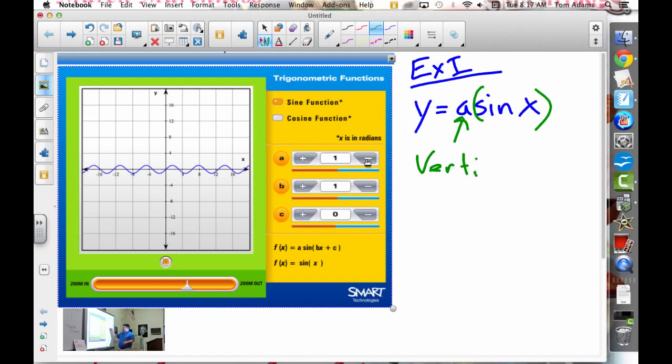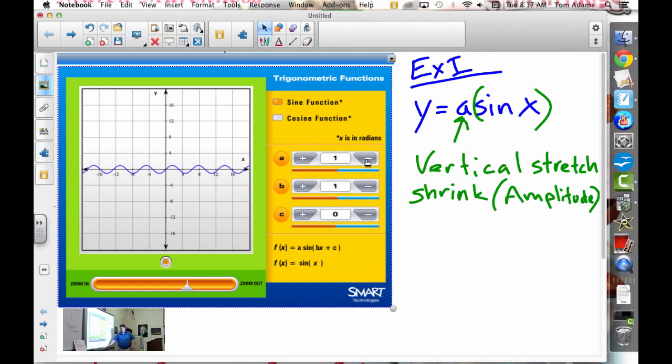That's how it's always been when we transform functions. So nothing is different here. I want to talk about a couple of things. We also call that the amplitude. And because it's a wave function, I'm not quite sure if we call it amplitude.